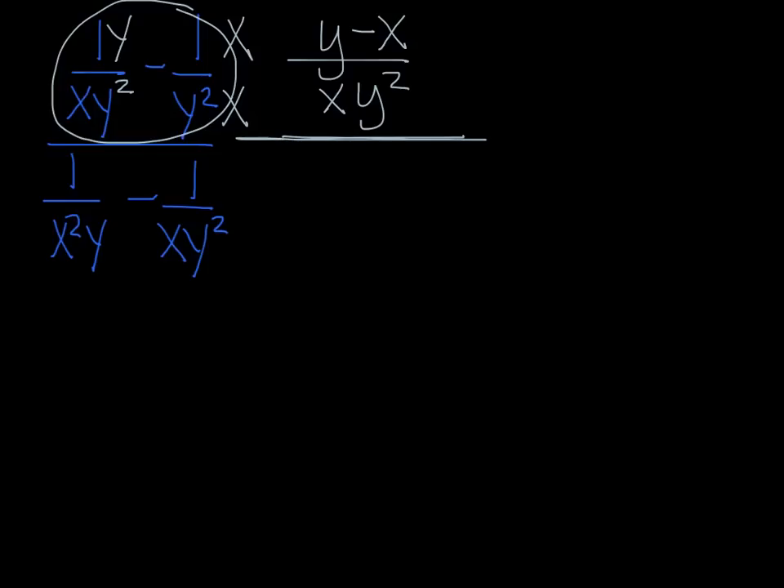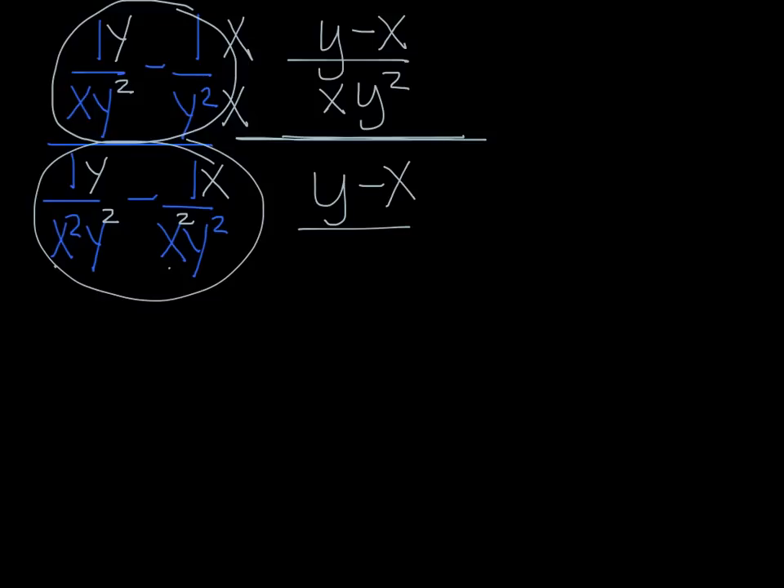Right, now we'll do the bottom. In the bottom, there's an x squared here and an x here, so if I need another x there, then I need an x on top. And I need another y there, so I need a y on top. So I have y minus x over x squared y squared.